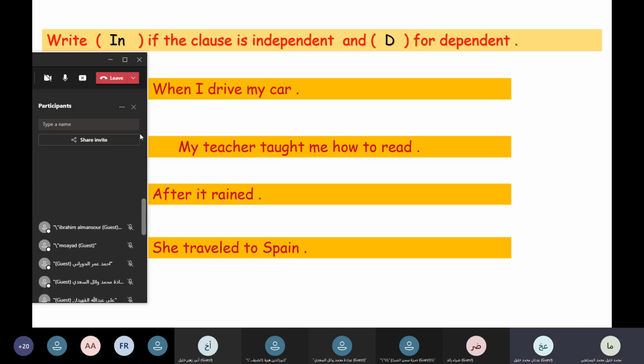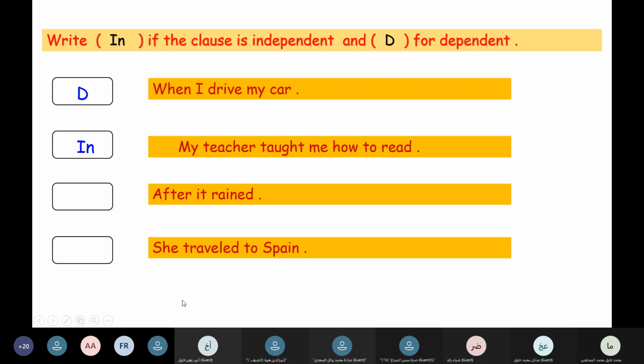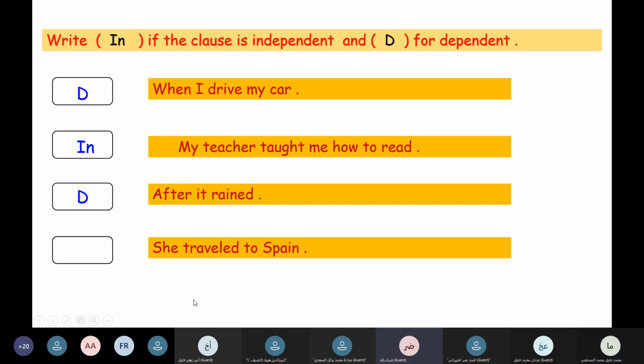Who can try? Can I? Yes, Ahmad al-Hurani. "After it rained." It's dependent. Dependent. It has what? Incomplete meaning. Can I? Yes, Diya. "She traveled to Spain." Independent. Independent, because here the meaning is completed. Good.